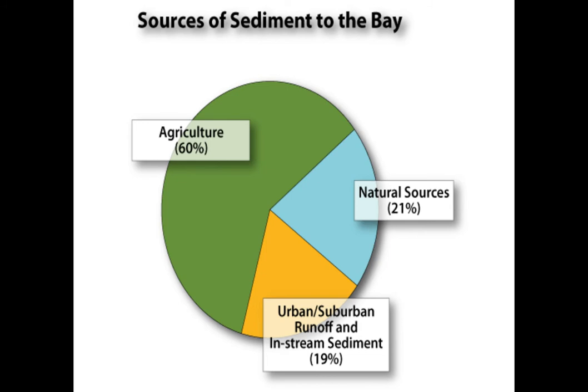Most of the sediment in the bay comes from agriculture. Natural sources, stormwater runoff, and erosion from streams make up the rest of the sources of sediment to the bay and its local waterways.